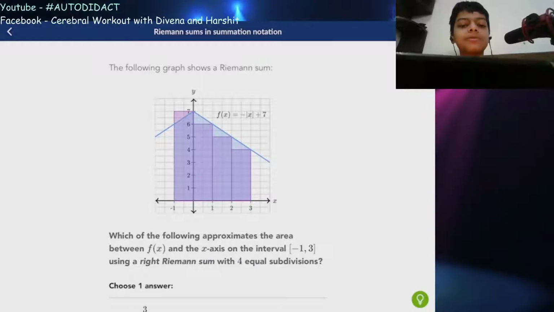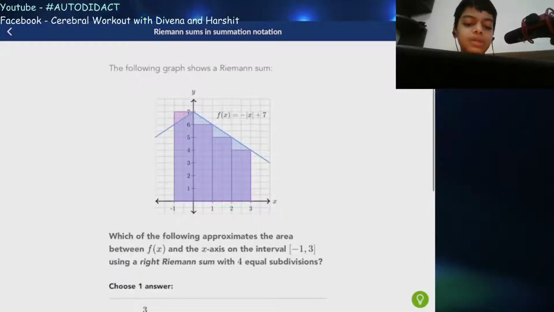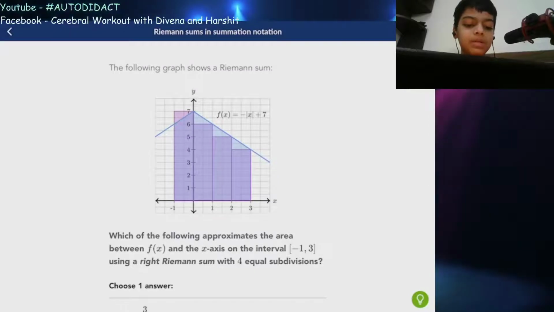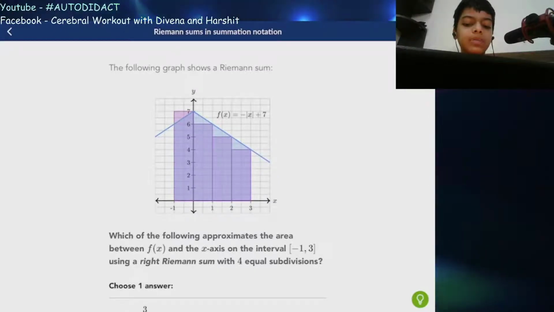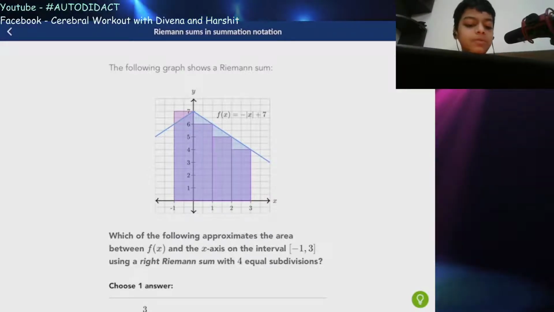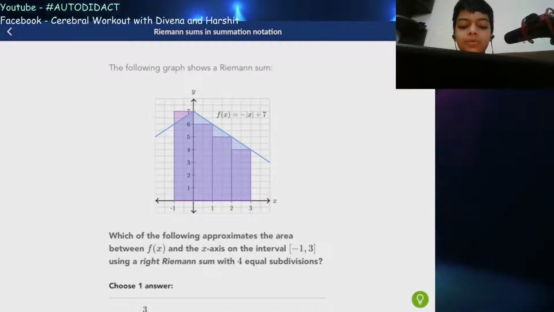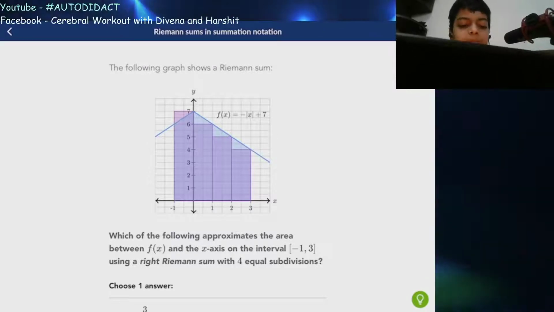The following graph shows a Riemann sum. Which of the following approximates the area between f of x and the x-axis on the interval -1 to 3, including them, using a right Riemann sum with 4 equal subdivisions? There are 4 equal subdivisions from -1 to 3, so the equal spacing is 1.